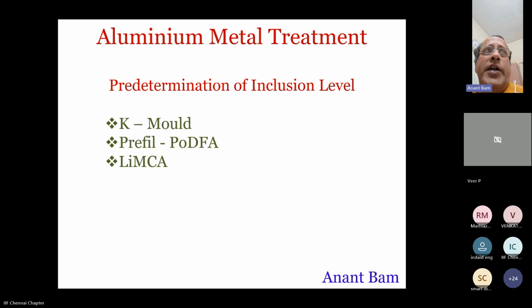Now, we understand that we do not want any oxide in aluminum liquid. But can we predetermine that our liquid metal is free from oxide before casting is made? The answer is yes. There are not only one, not only two, there are three methods by which we can determine or predetermine the inclusion level or the cleanliness of the liquid aluminium. Next, please.